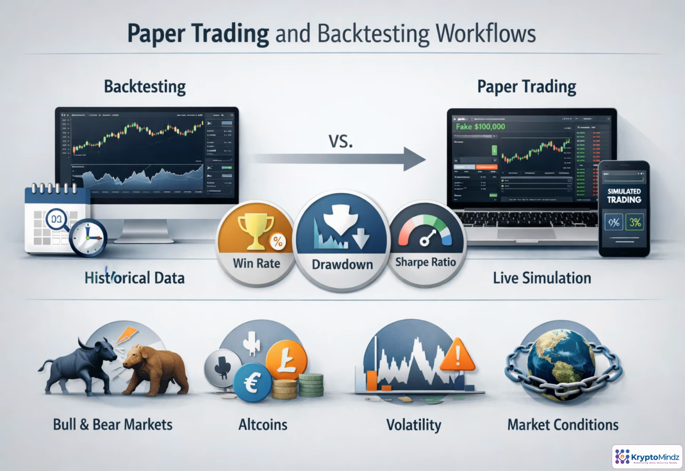Backtesting asks, would this strategy have worked in the past? Paper trading asks, can it behave sensibly right now without risking capital? Use both. Historical tests reveal performance, drawdowns, and sensitivity to assumptions. Live simulation exposes latency, missed fills, slippage, and operational issues. The goal is robustness, so test across bull and bear markets, different tokens, chains, and volatility regimes, not just the conditions where the strategy looks best.